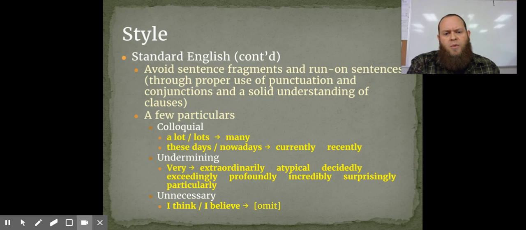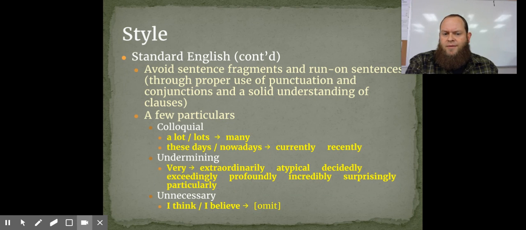We want to avoid colloquial expressions, like informal speech, like "a lot" or "lots." We can say "many" instead. "These days" and "nowadays" I saw quite a bit with my international students. We could say "currently" or "recently" instead.